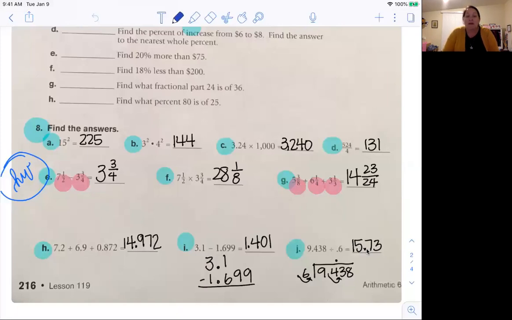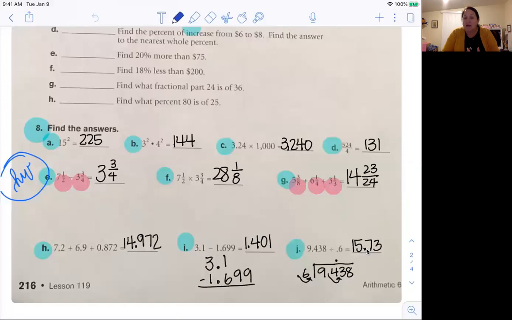So last night, 8A, 15 squared is 225. B, 3 squared times 4 squared is 144. C, 3.24 times 1,000 is 3,240. D, 524 divided by 4 is 131. E, 7.5 minus 3 3/4 is 3 3/4. F, 7.5 times 3 3/4 is 28 1/8.